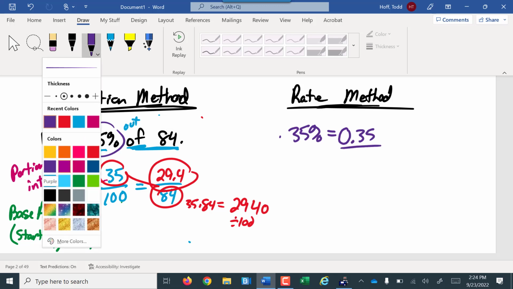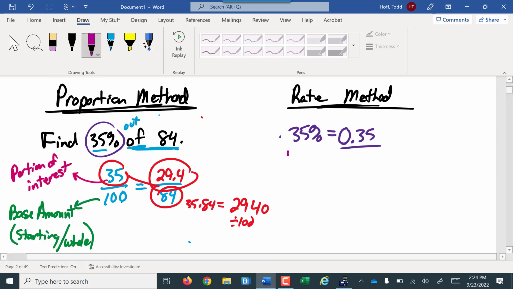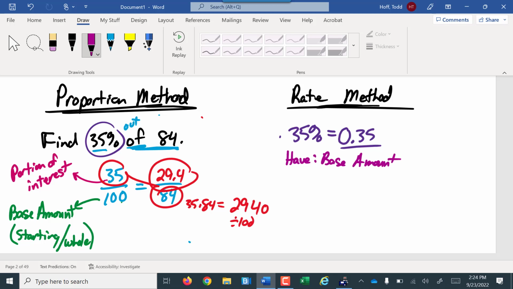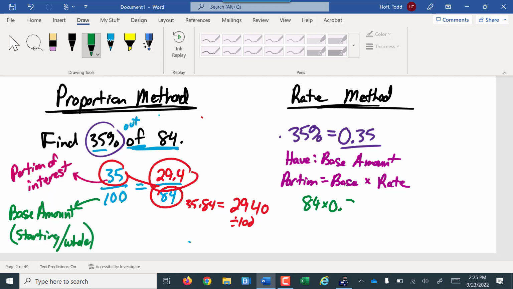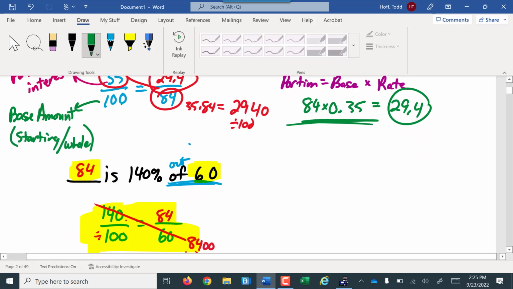Now the rest of this depends on what information you have. We've been given that base amount. When we're given the base amount, you can find the portion by taking the base times the rate. So here, the base amount is the 84 times the rate of 0.35 gives us 29.4. Well, that's, again, a little quicker and easier. All it requires us to do is to be able to very quickly convert that percent into a rate. Just moving a decimal point is all it is.